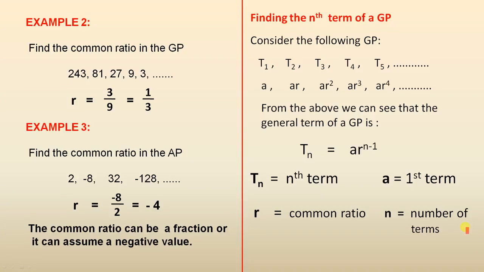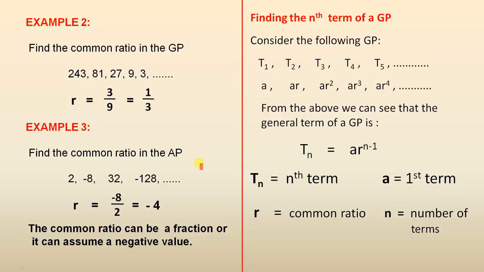Example 2. Find the common ratio in this GP here. So R equals 3 over 9, which is a third. That's the same as 9 over 27. That will give you a third, etc.